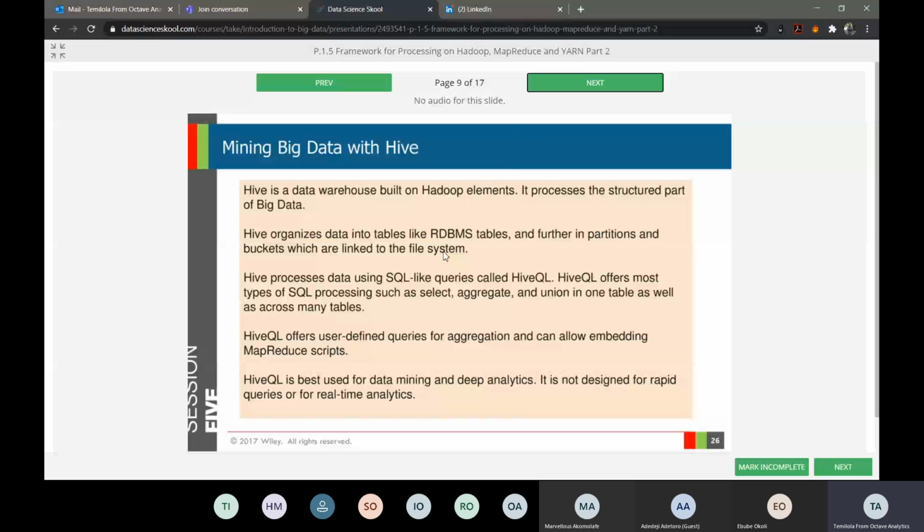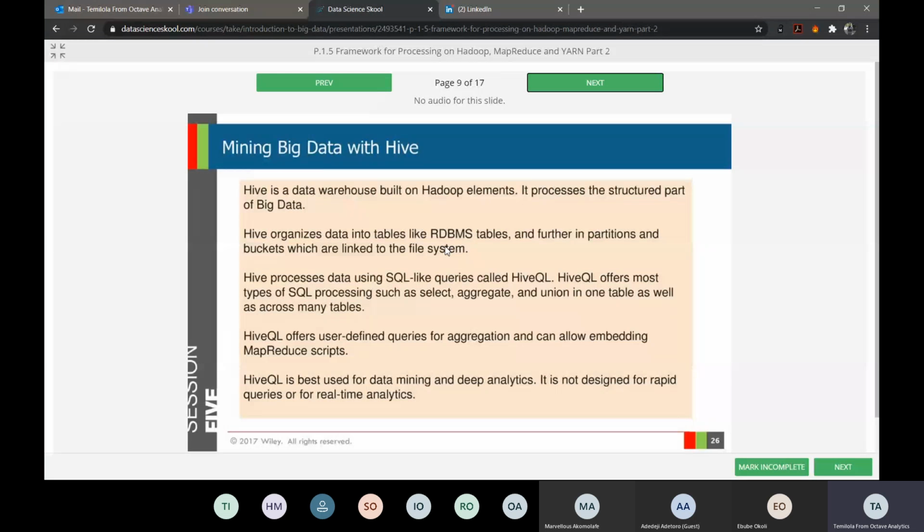Okay, so now we are getting close to the end of the class. So now we are talking of mining big data with Hive. Like I already told us from the last class, Hive is a data warehouse built on Hadoop. It works on the structured part of data in your Hadoop ecosystem. It works more or less like your normal RDBMS, relational database management system, tables.